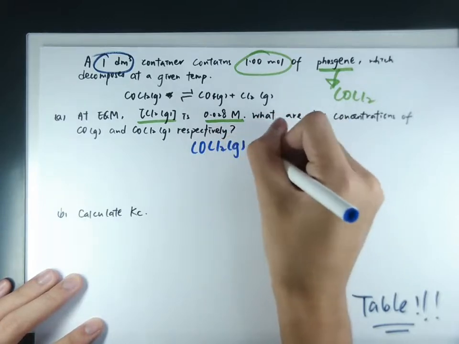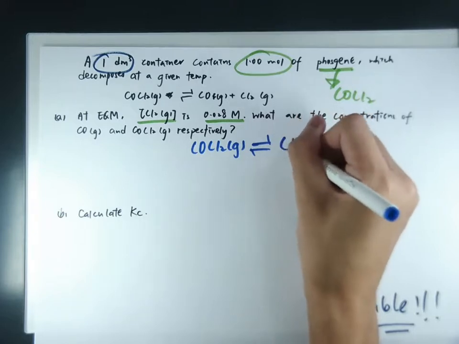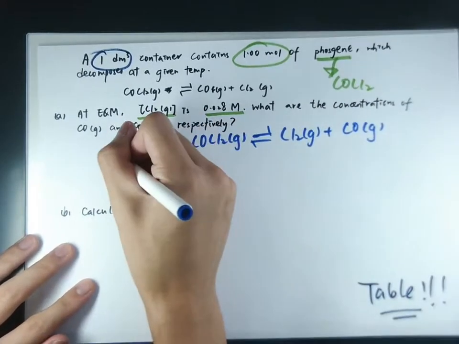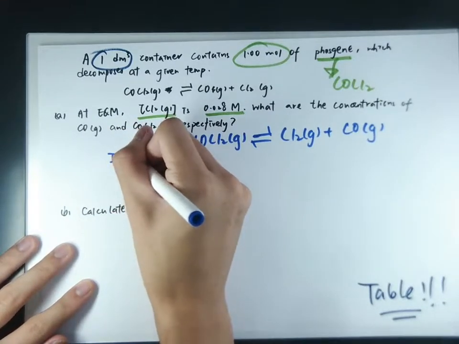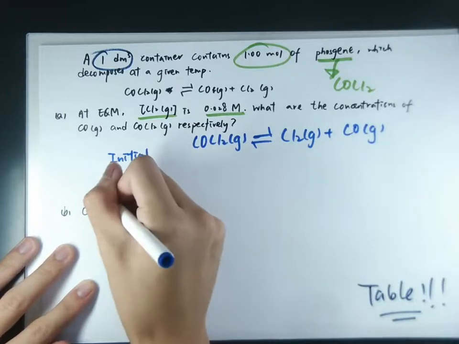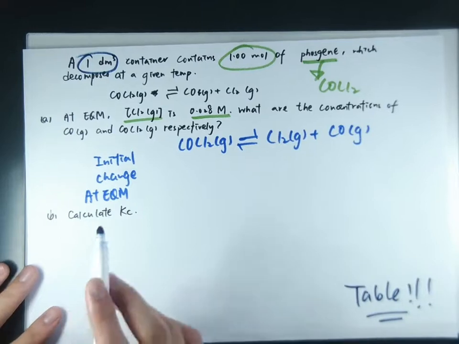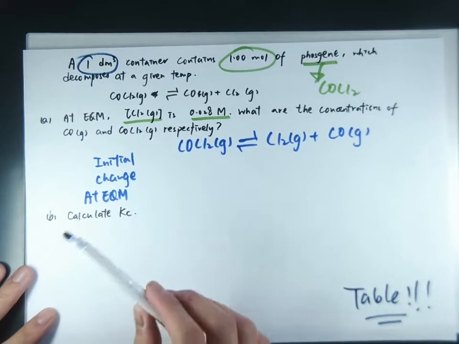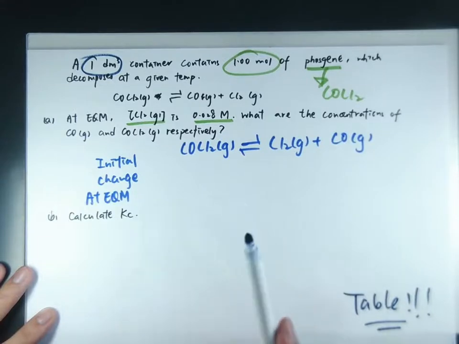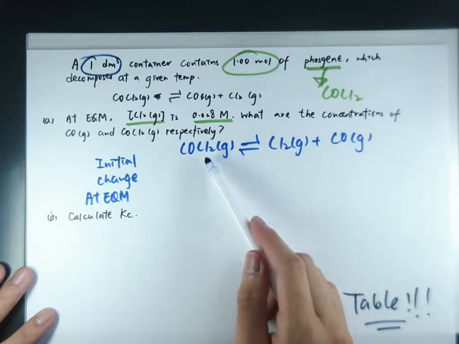Remember, it is a reversible reaction, okay? And then there are three rows. They are initial, change, and at EQM. Okay, initial would be the initial concentration, and at EQM will be the equilibrium concentration. Okay, so what is the change? The change is actually the difference between the initial and the at equilibrium.